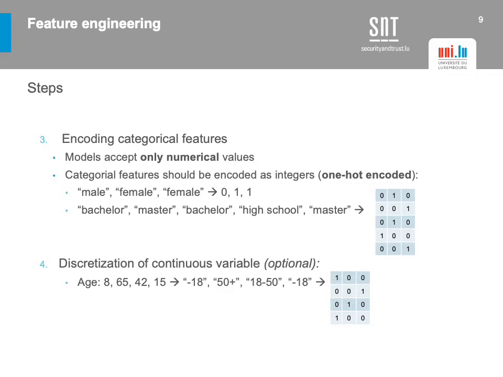And then on the second row, it's 0, 0, 1 because we see that it's not a high school, not a bachelor, but it's a master. And you encode it that way. One-hot encoding means that you put zeros everywhere and one where it corresponds to the right category.